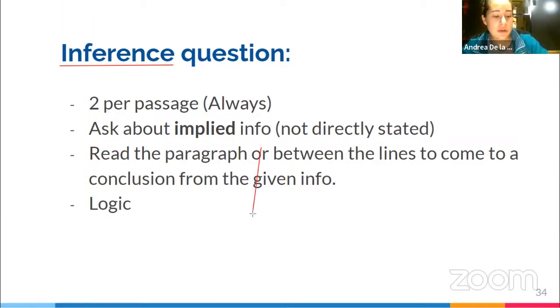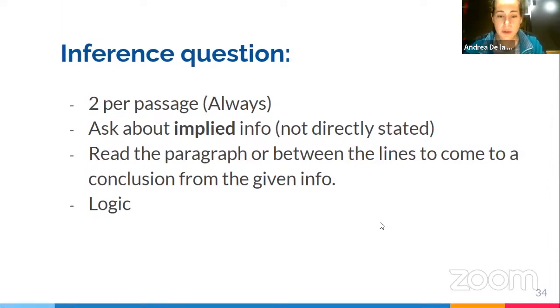Now in this question, they are gonna ask you about information that is not directly said. It's information that is not explicitly mentioned in the paragraph. Instead, it's information that was somehow implied or suggested, okay? You need to use your logic, as Ricardo was saying, and you're gonna have to go beyond. You're gonna have to read between the lines in order to answer this question, okay?